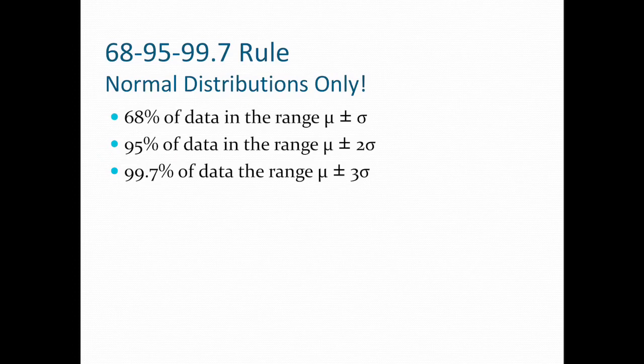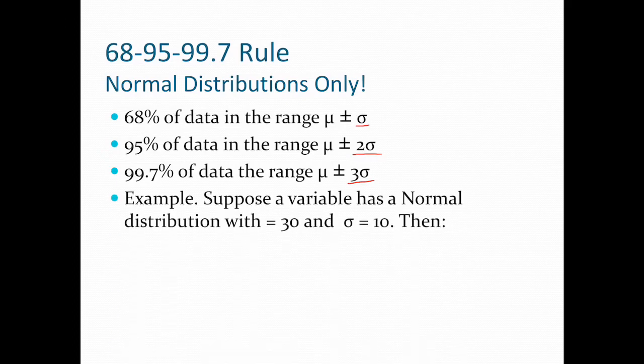For right now, all we need to know is that 68% of the data will be within plus or minus 1 standard deviation, 95% will be within plus or minus 2, and 99.7% will be within plus or minus 3 standard deviations from the mean. That is the 68, 95, 99.7 rule. We will get more into that as we start getting into, I believe, chapter 7. For right now, this is something to definitely know and take note of.